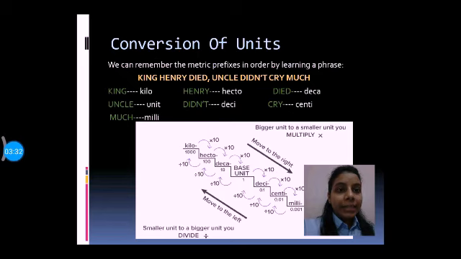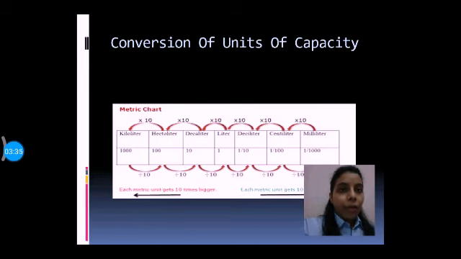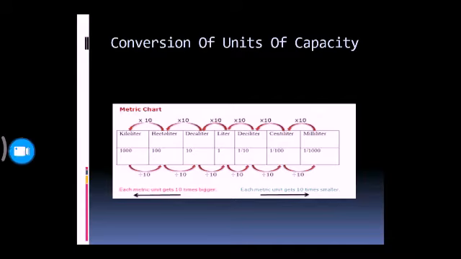Okay, let's see the chart for our capacity units. Metric chart is here. In this chart, different units of capacity are arranged in a particular order from biggest to smallest: kiloliter, hectoliter, decaliter, liter, deciliter, centiliter, milliliter. I have already explained to you, whenever you go from a smaller to a bigger unit, you have to divide, and whenever you convert from a bigger to a smaller unit, you have to multiply. For each step or each jump, you have to either multiply by 10 or divide by 10.